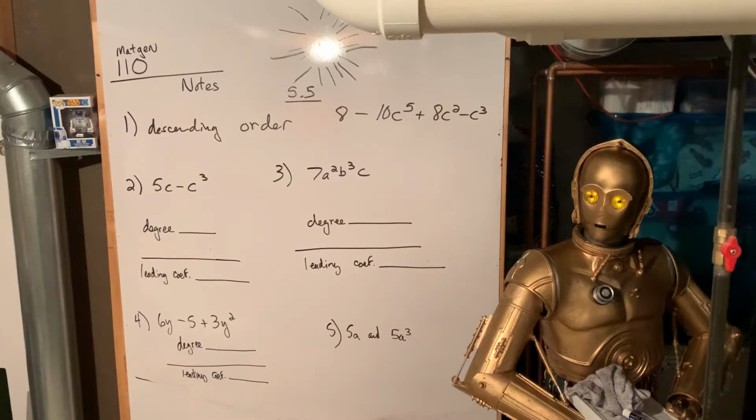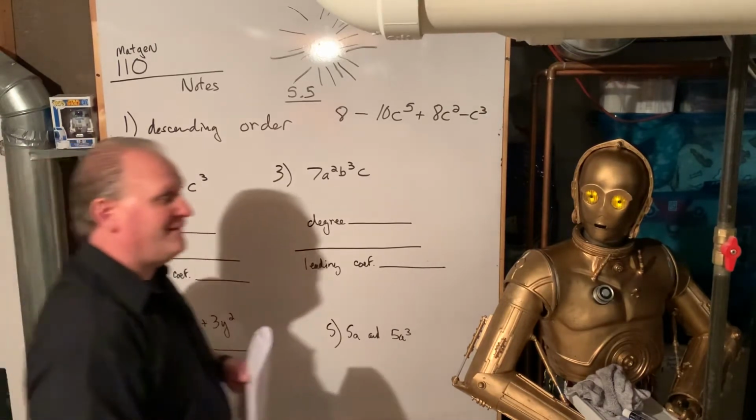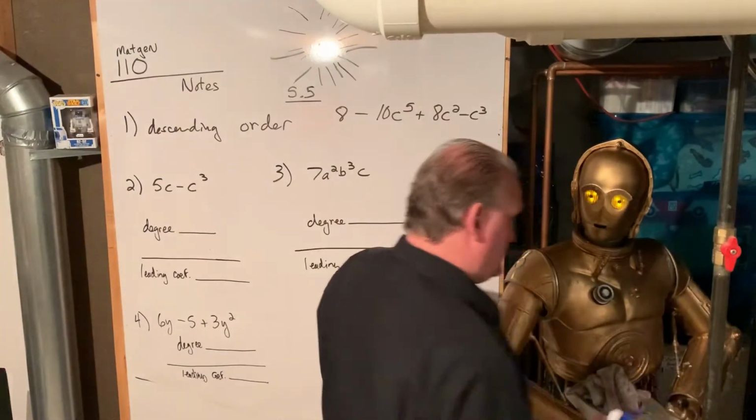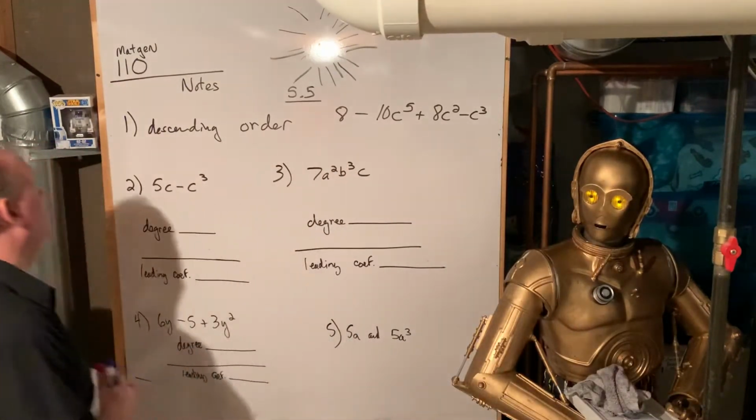Right, we're back. Math 110. We're looking at chapter 5, and this is 5.5. We're just going to do 5.5, this section by itself. There's a lot of information on this one.